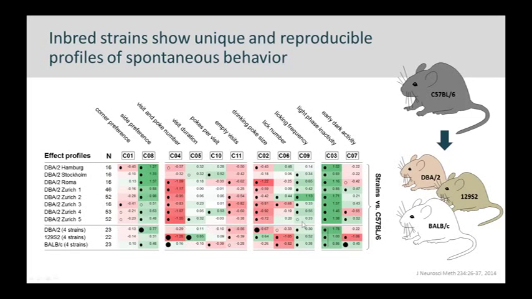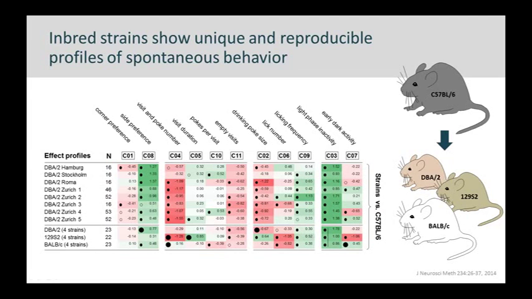If you look at the results that we obtained for these 3 strains, you see each of them has a unique profile of differences with respect to black 6. So basically each of these strains can be recognized by its profile of spontaneous behavior already during this pre-adaptation phase.